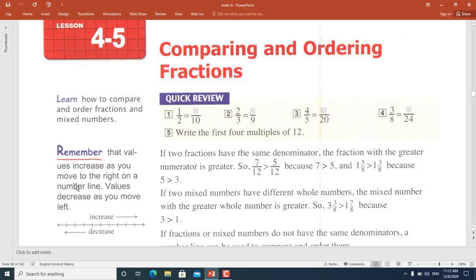Hello guys, welcome back. I am going to explain comparing and ordering fractions. In this lesson we will learn how you can compare and order fractions and mixed numbers.